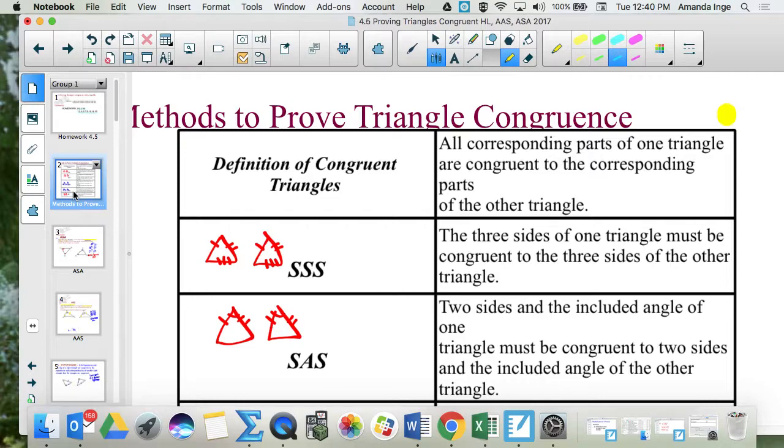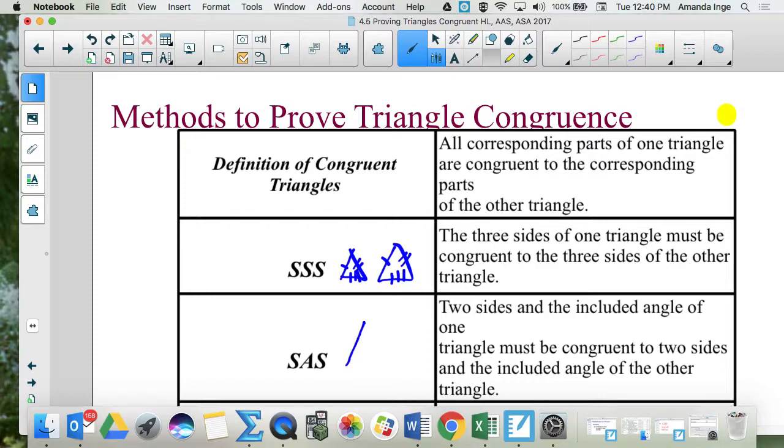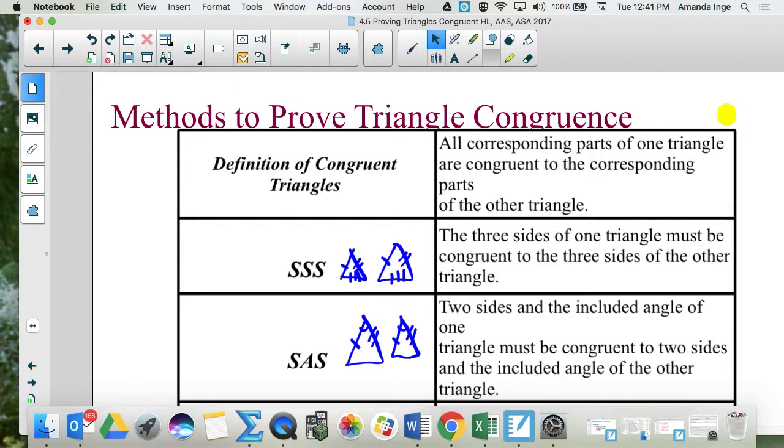Yesterday we went over the ways to prove triangles were congruent. There are 5 ways to do that. Yesterday we went over side, side, side, where you had to have 3 sides that were congruent. And we also went over side, angle, side, where you had a side, an angle, and a side. So the angle was included in the 2 sides. So that's what we did yesterday.